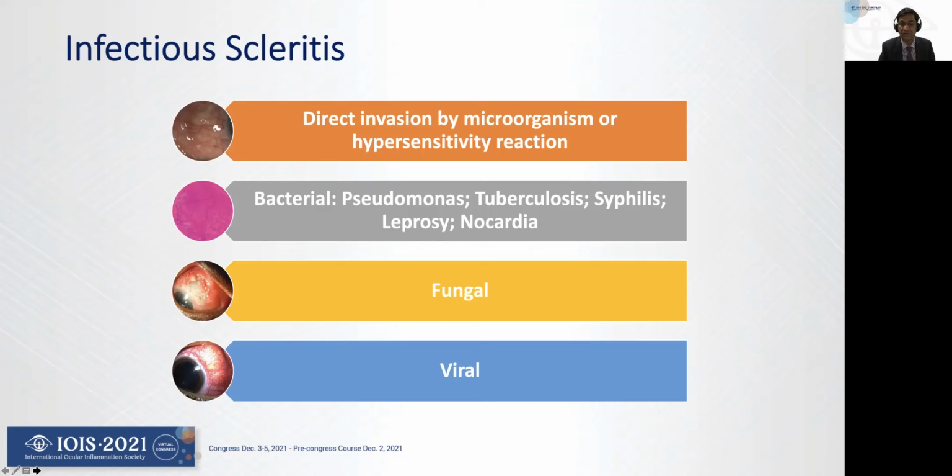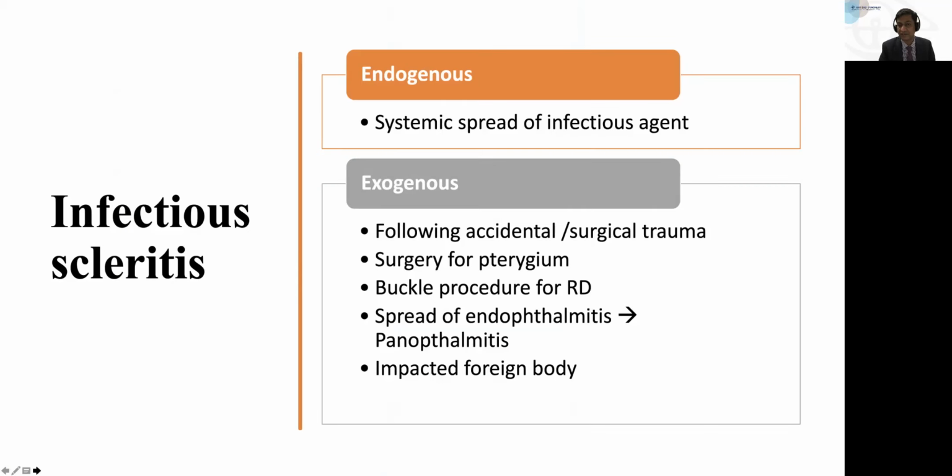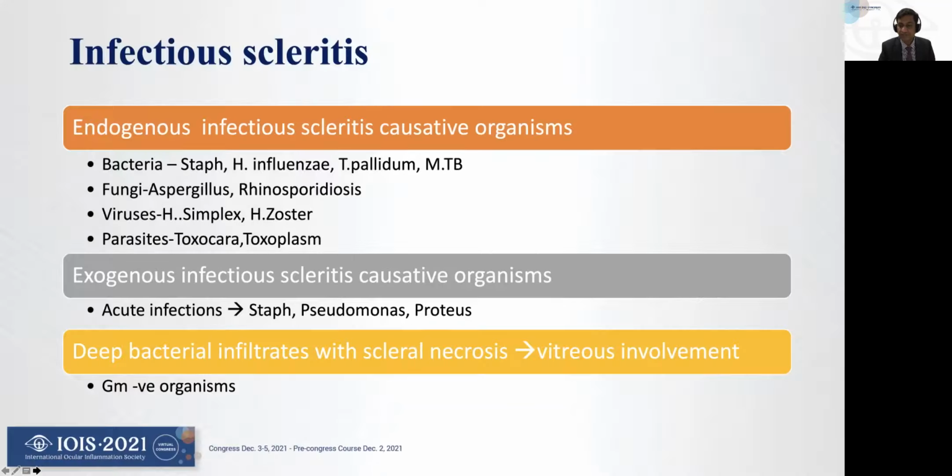It can be due to bacterial infections such as Pseudomonas, tuberculosis, syphilis, leprosy, or Nocardia. It can be fungal or viral; whichever organism can affect the sclera can result in infective scleritis. What is the source? It can be endogenous, or exogenous, particularly after trauma or surgeries such as pterygium or buckle procedures, or an impacted foreign body.